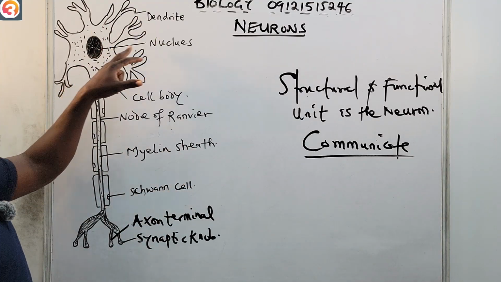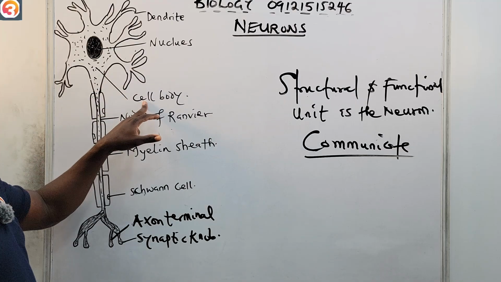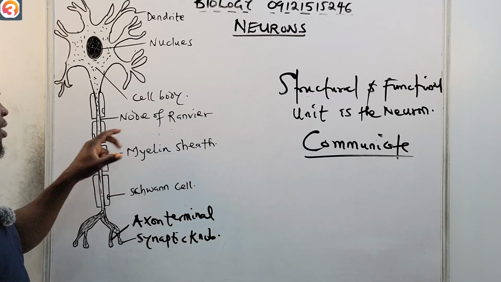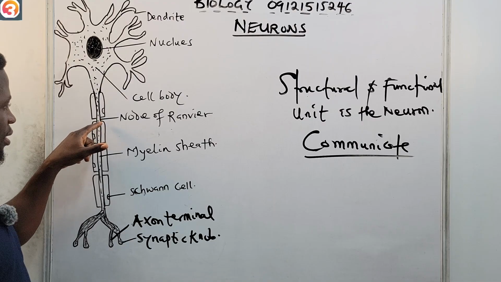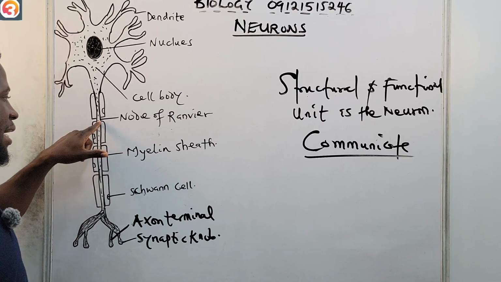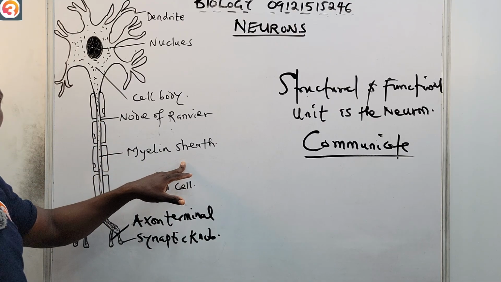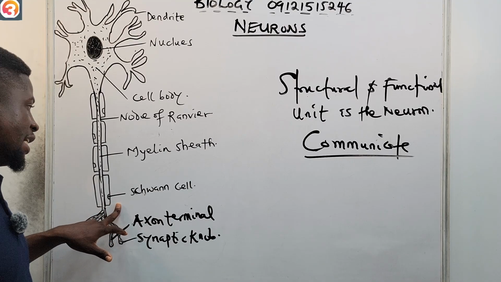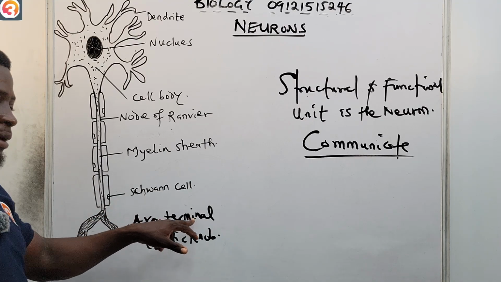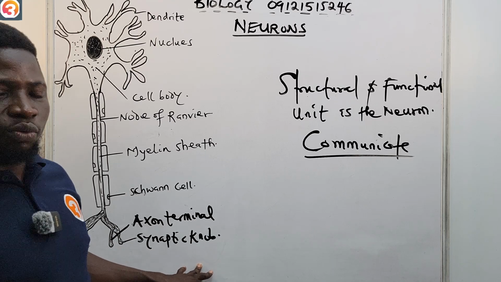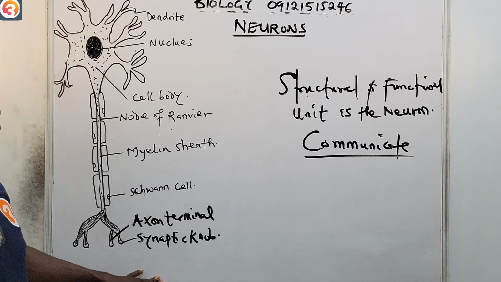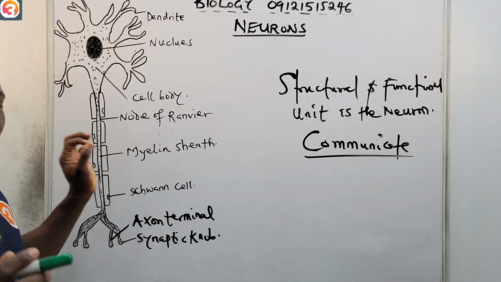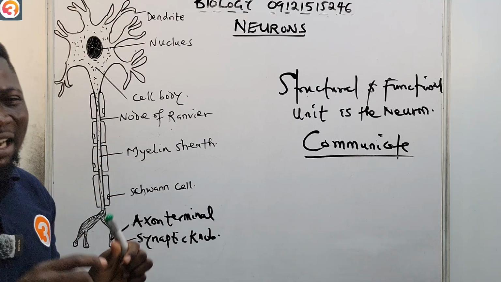This is the nucleus, then this is the cell body. Then we have the node of Ranvier somewhere here, in between this place. They have the myelin sheath also. They also have a squamous cell. Then we have the axon terminal, then the synaptic knob, or the synapse. So these are all the parts of a neuron, and all of these parts have their functions.